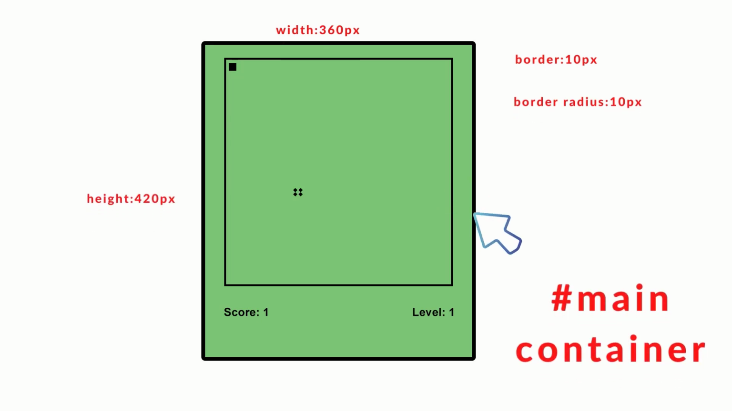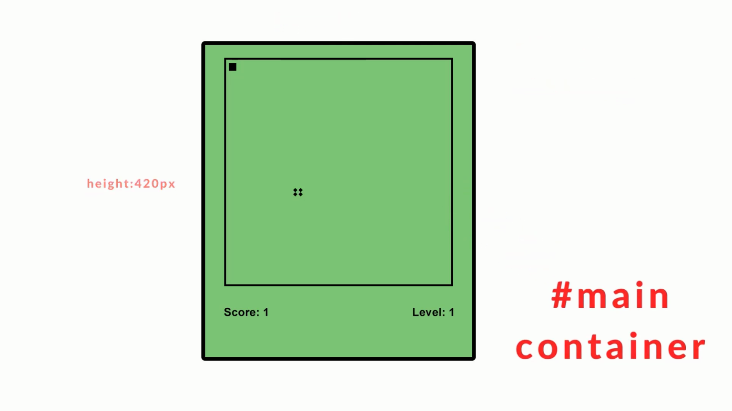For the main container, we set the width equal to 360 pixels, height is 420 pixels, background color to light green, border width to 10 pixels. We also set the border radius value to 10 pixels as well.